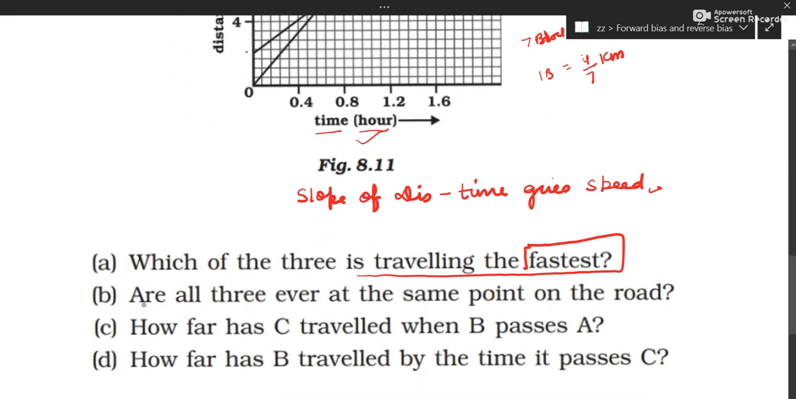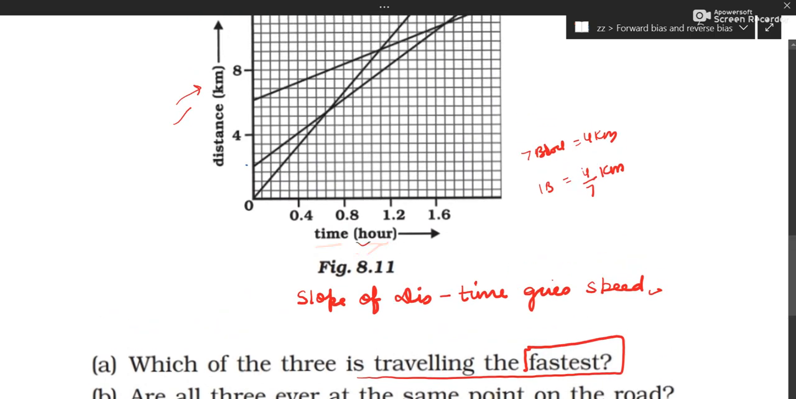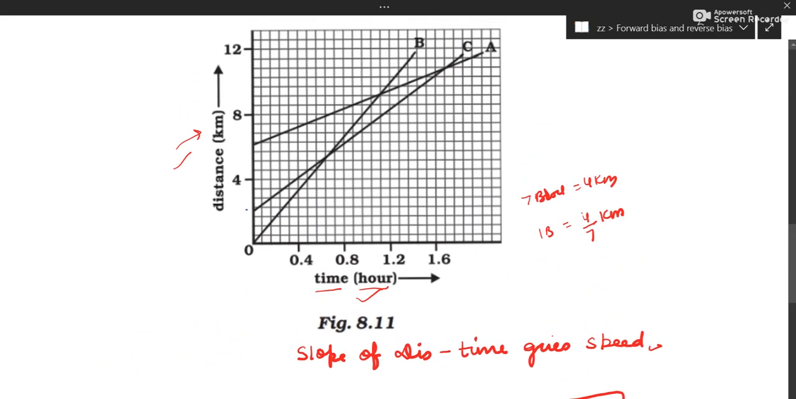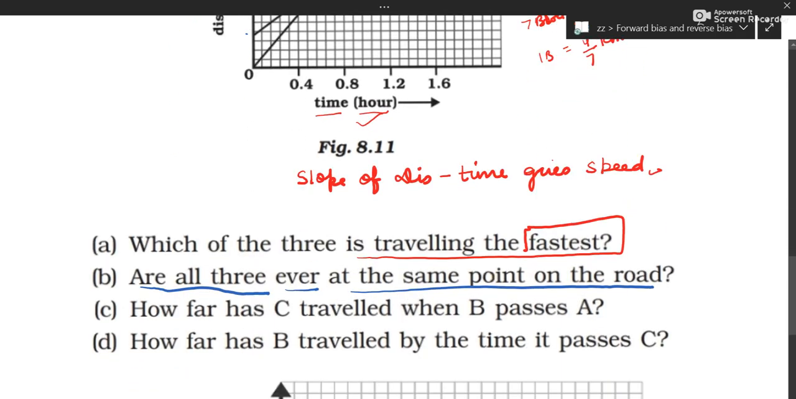Getting to the next part. Are these three ever at the same point on the road? So let us see. Do they intersect? Are these lines intersecting at a point? No, there is no such point. So no, they don't meet.